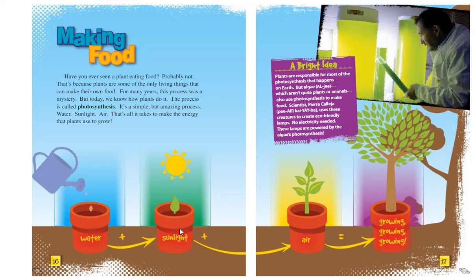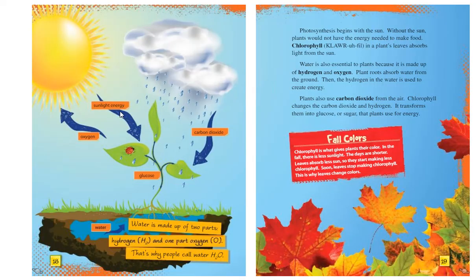So water the plant, provide it with some sunlight, expose it to air, and a plant is able to use just those three ingredients to grow to its full size. A bright idea. Plants are responsible for most of the photosynthesis that happens on Earth. But algae, which aren't quite plants or animals, also use photosynthesis to make food. Algae would be like the green stuff you might see floating on the surface of a lake. Scientist Pierre Calleja uses these creatures to create eco-friendly lamps, like those. No electricity needed. These lamps are powered by the algae's photosynthesis. Very impressive.